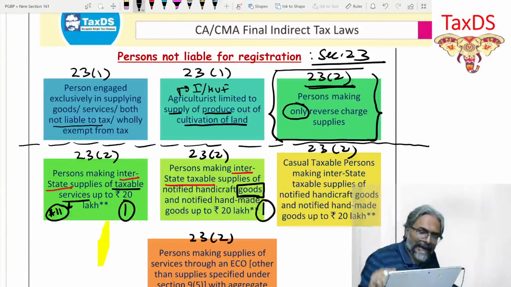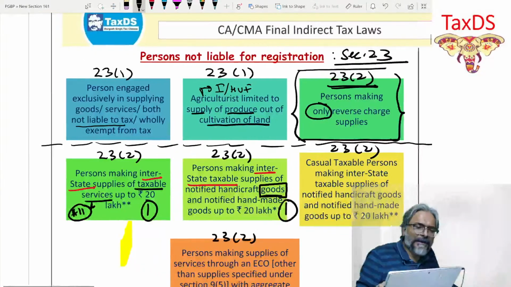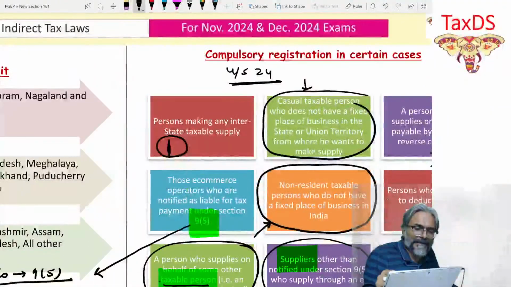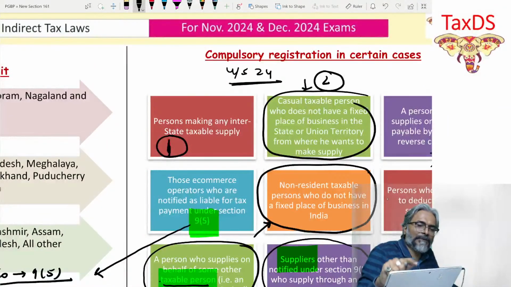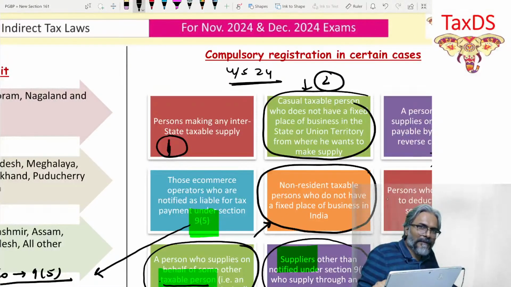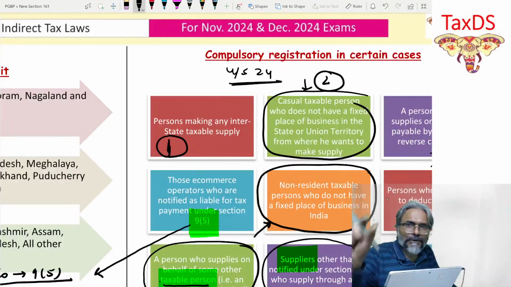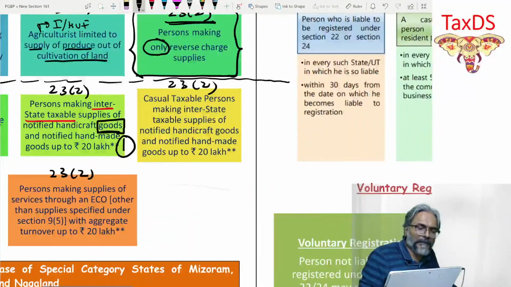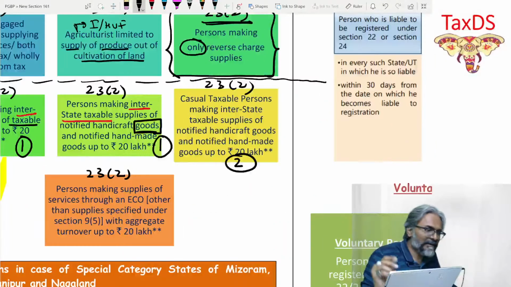Now the next exemption, students, if you see, that is for the casual taxable person. Don't you think now this is again correlated? Correlated means a casual taxable person, please write this as point number 2. A casual taxable person is obligated for registration under section 24. But a particular class of casual taxable person is eligible for exemption. Which is that class? This is a class. Therefore, I'm writing this as point number 2, students.